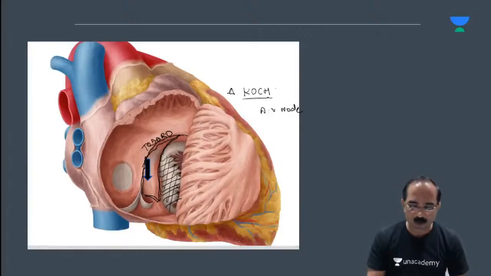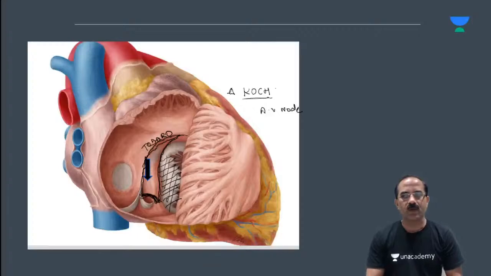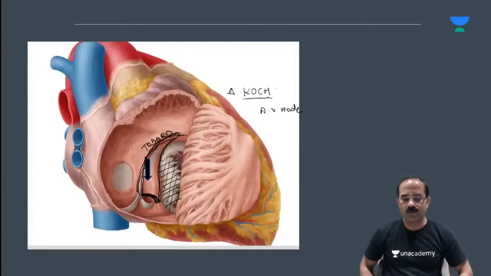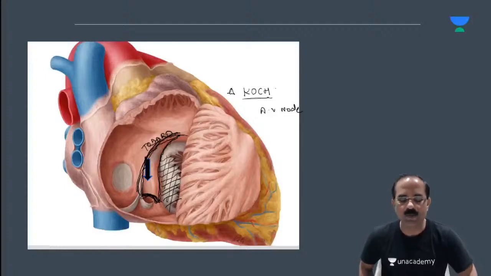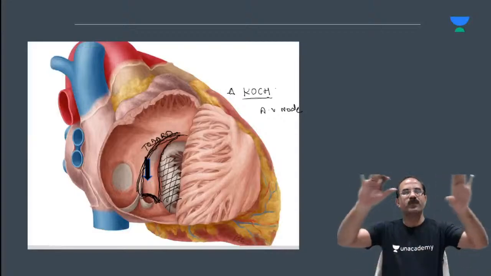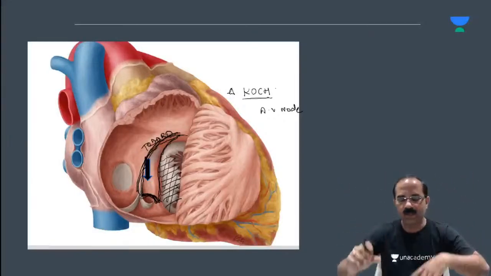Second, the opening of the coronary sinus. And third is the tendon of Todaro. So this is what we call the triangle of Koch. Is this perfect, students? What lies in this triangle is the AV node.